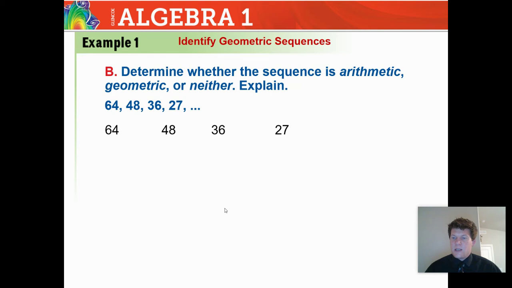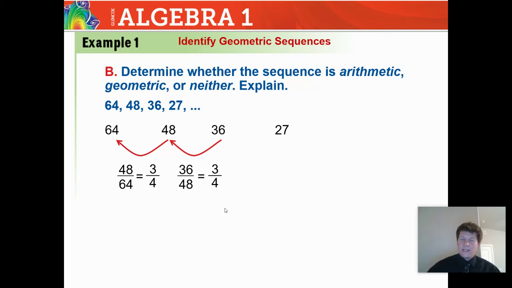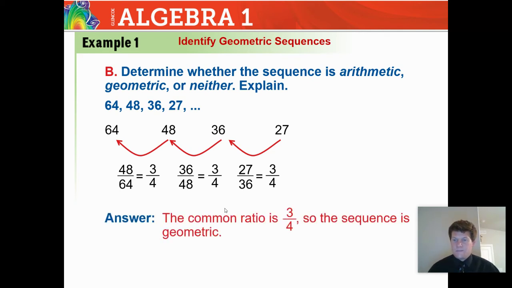Because of that, we need to check to see if it's geometric. If it's not geometric, then it's neither. So to check if it's geometric, let's divide these numbers. And just like how we did in the previous example, let's do it by kind of going backwards. 48 divided by 64 reduces down to 3/4. 36 divided by 48 reduces to 3/4. And then 27 divided by 36 also reduces to 3/4. So all of these numbers have the common ratio 3/4, which makes this a geometric sequence.